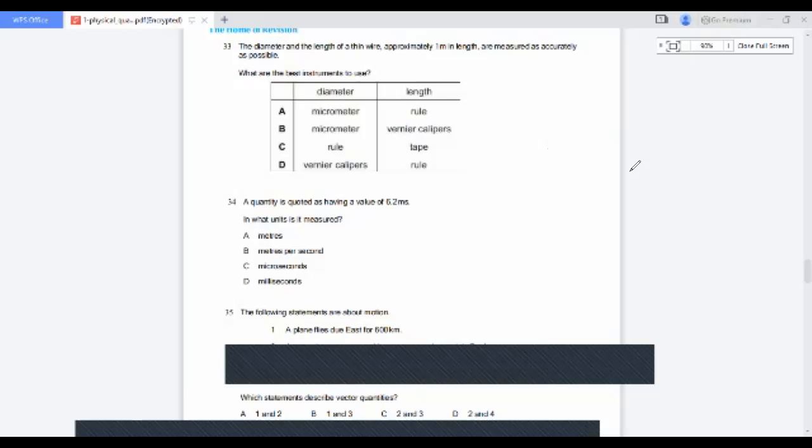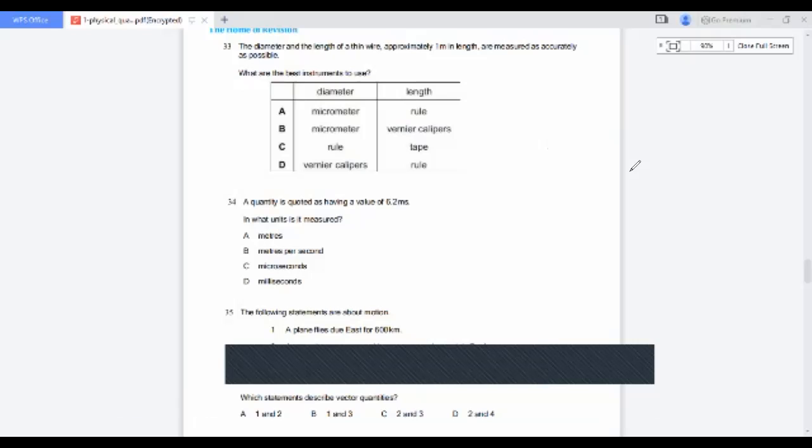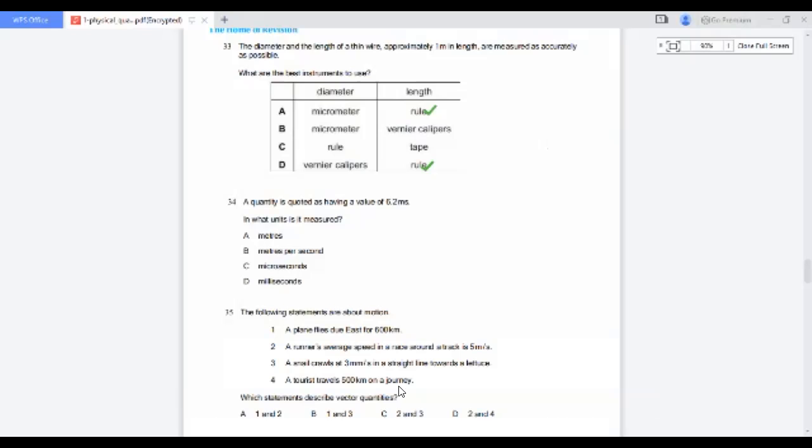Number 33. The diameter and the length of the wire, approximately 1 meter in length, are measured as accurately as possible. The diameter and length of a thin wire, approximately 1 meter in length. So its length is 1 meter. So for 1 meter length we can use a meter rule. So our option looks like this. And a thin wire means we can use a micrometer. So our micrometer is here. So it looks like our correct option is A.